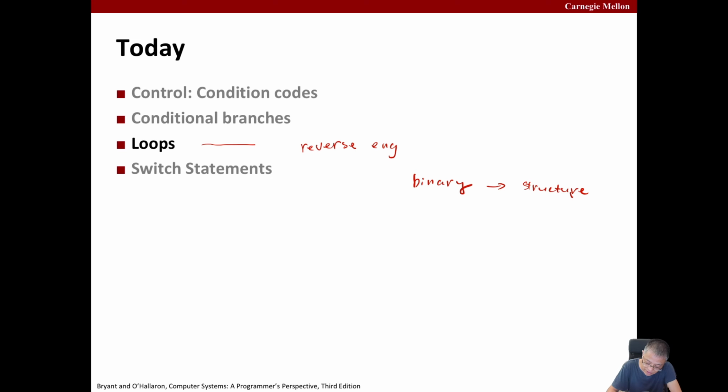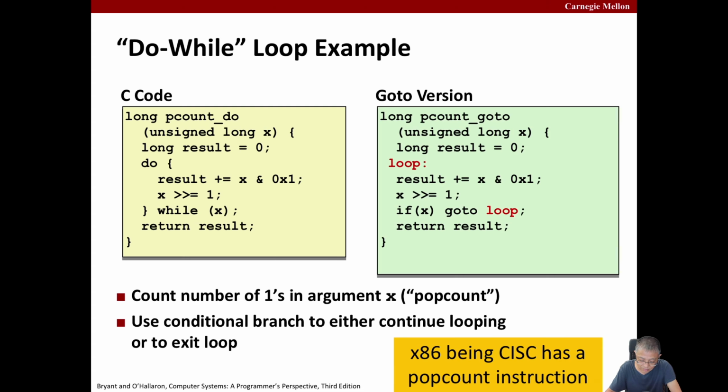In some cases, you can use a reverse compiler or decompiler to convert the binary into C source code. Normally, you need to understand how the compiler does things, especially for loops. So here we just look at some simple examples. This one will be the do while loop.